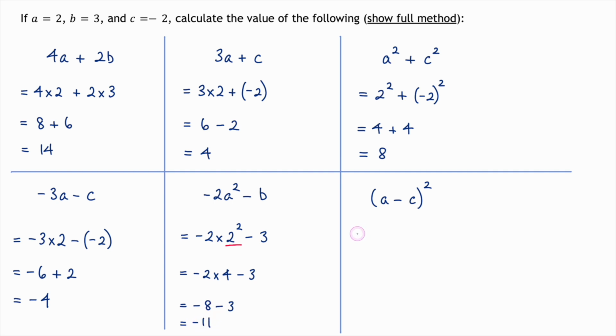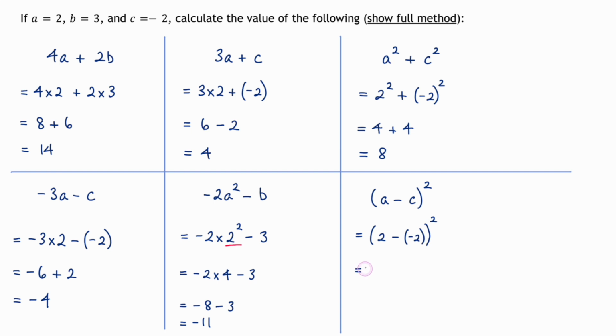On to the final question here. So we've got this bracket, and then we've got the A value, which is 2. We are subtracting the C value, which is -2. So I'll pop that in brackets, -2 bracket. And then we've got this other bracket here. I'll draw it slightly bigger. And then we've got squared.